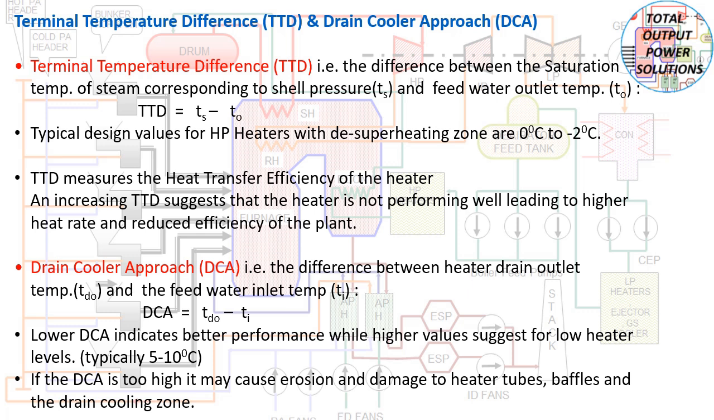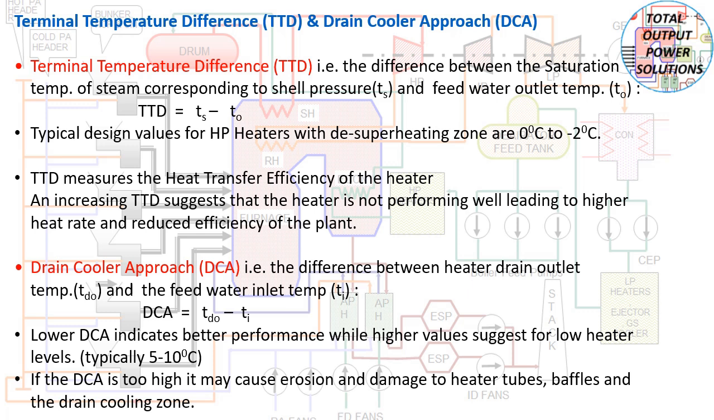An increase in TTD suggests that the heater is not performing well, leading to higher heat rate and reduced efficiency of the plant. The drain cooler approach, DCA, is the difference between the heater drain outlet temperature and the feed water inlet temperature. A lower DCA indicates better performance, while higher values suggest low heater levels. Typically, DCA should be 5 to 10 degrees centigrade.